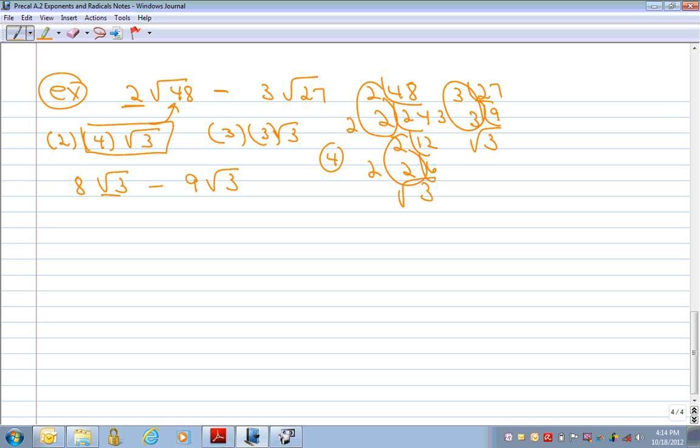Now I have like terms. They're both square rooted. So I have square roots of 3. So I have 8 minus 9. That's a negative. So negative square root of 3 would be my final answer.